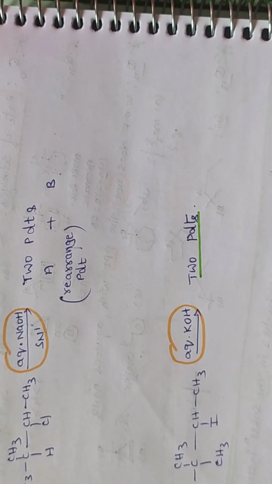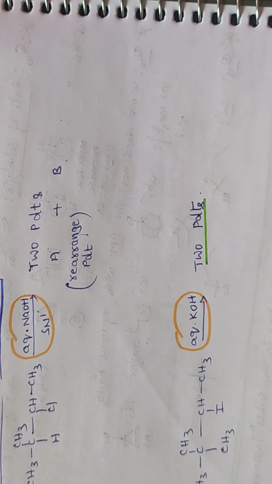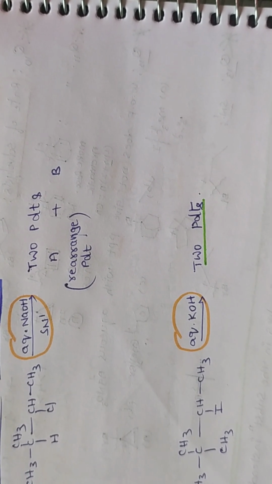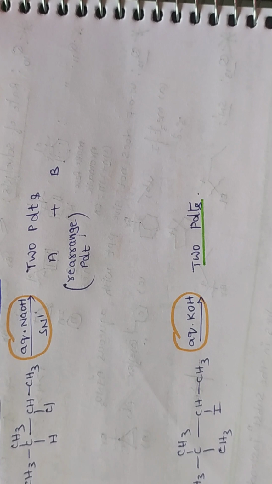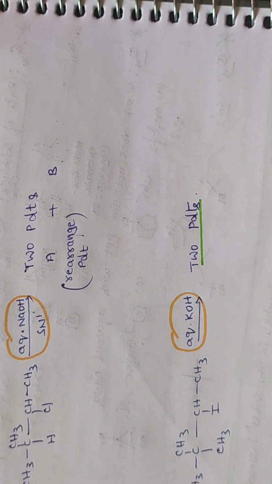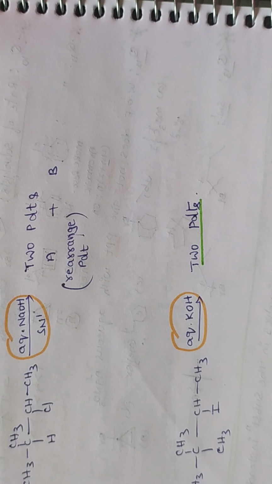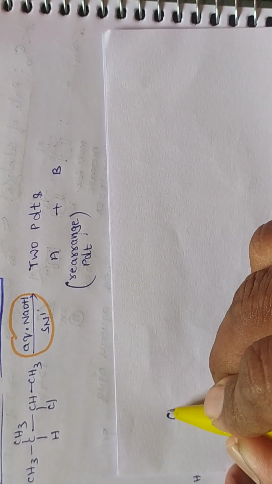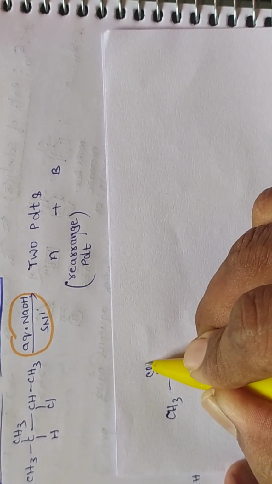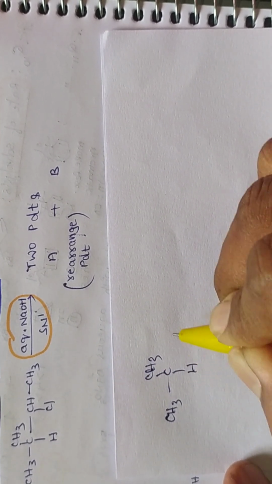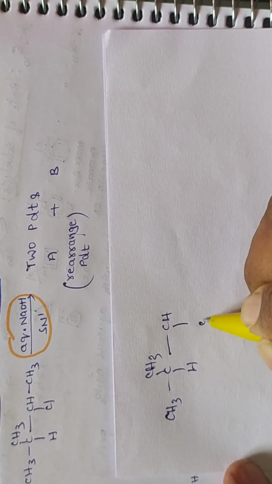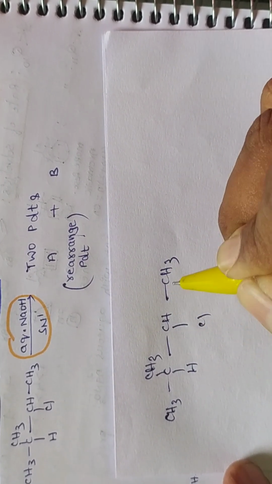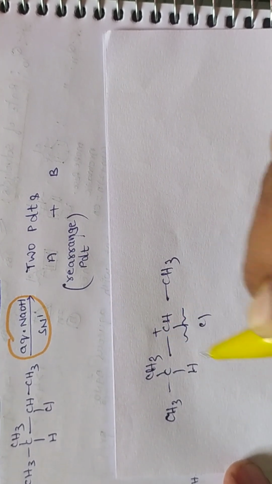Next, another reaction. Next, this one. Now this compound is reacting with aqueous NaOH. It will give two products. One is the rearranged product, another one is a normal product. Now, rearrangement in an SN1. Now SN1 reaction means what? First we should break the carbon halogen bond. Because when we observe the mechanism of an SN1, the first step is the formation of the carbocation. So therefore, you break the carbon halogen bond and form the carbocation.